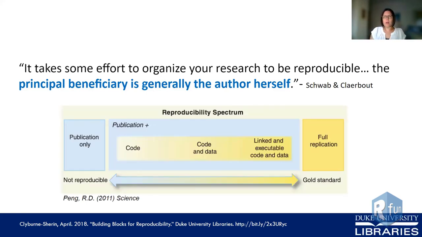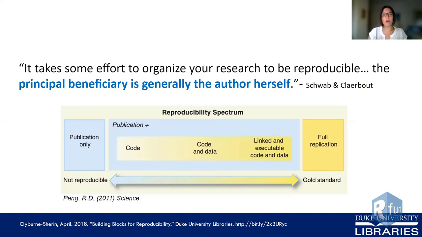And we can also think about reproducibility on a spectrum. So it's not necessarily an all or nothing thing. There are small things that you can do to build into your workflow to make your research more reproducible. And as we look at this spectrum, in many ways, the more traditional model around scholarly communications, where we present our results through a journal publication, is not reproducible at all.